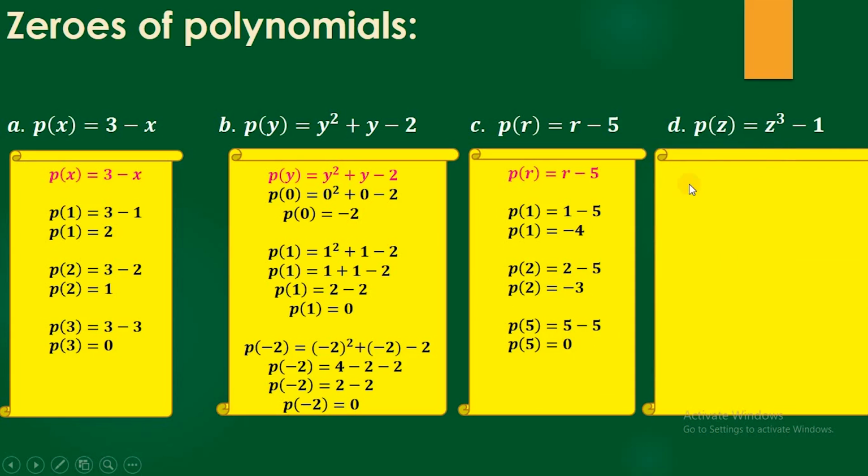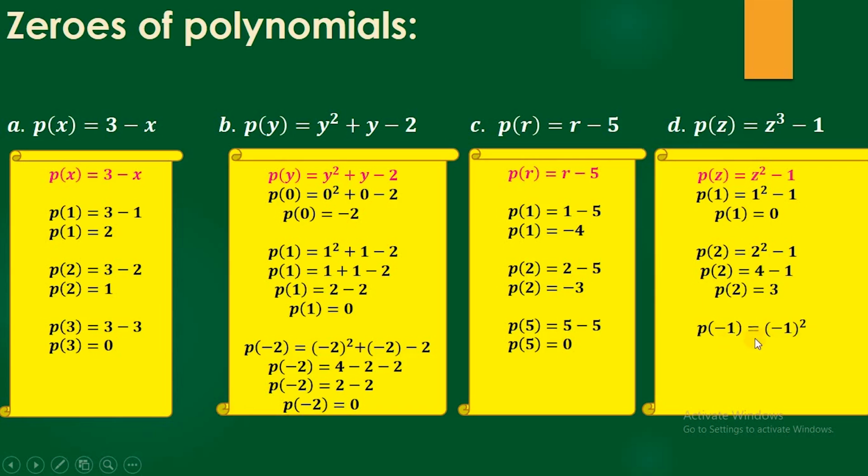In the fourth example, we have variable z, therefore p of z equal to z square minus 1. If I put z equal to 1, then I'll get 1 square minus 1, which is equal to 0. If I put z equal to 2, then 2 square minus 1, 2 square is 4, minus 1 equal to 3. And if I put z equal to minus 1, then I'll get minus 1 square minus 1, minus 1 square is 1, so 1 minus 1, again you'll get 0 over here.